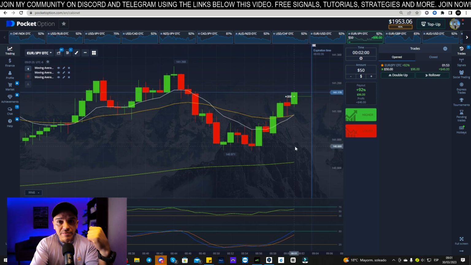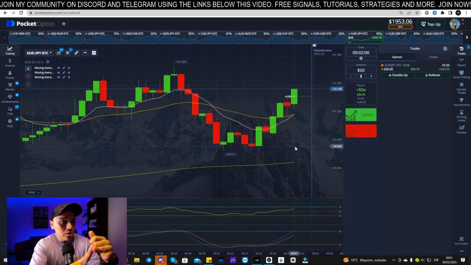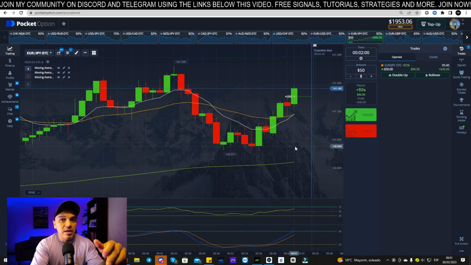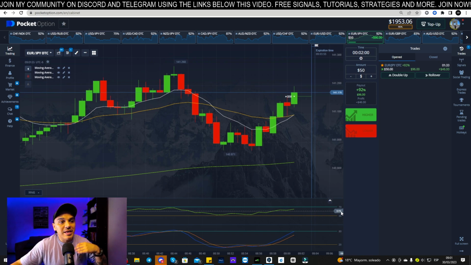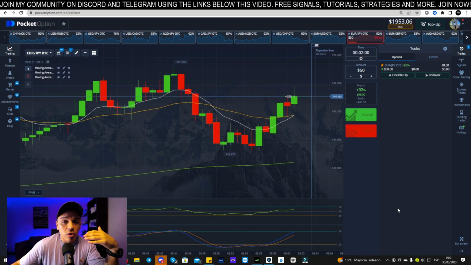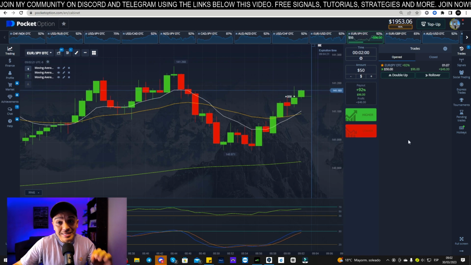What we need to wait for is the crossing of the moving averages, the crossing of the stochastic oscillator, and the RSI indicator being above or below the 50% line, depending on the direction of the trade. So if it is above, you can trade for a call. If it is below, you can trade for a put. The strategy is simple to understand and to follow.